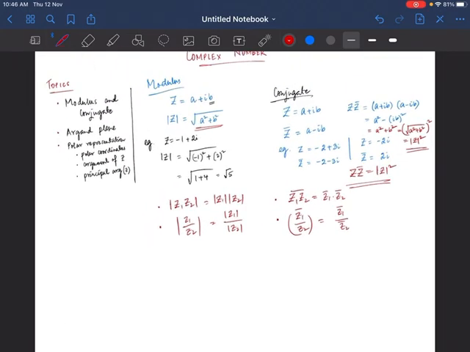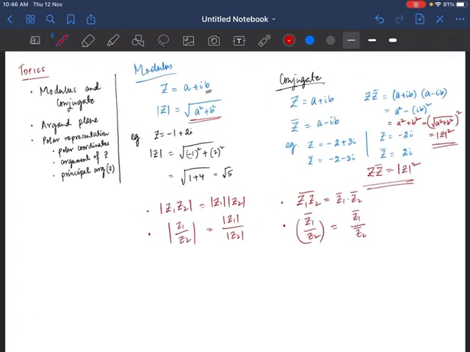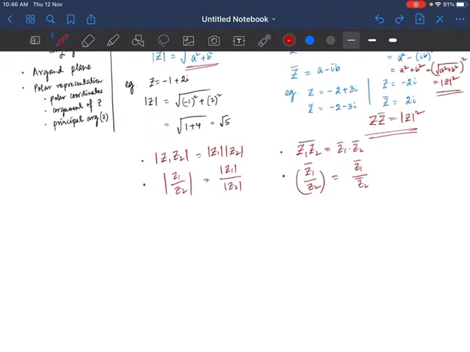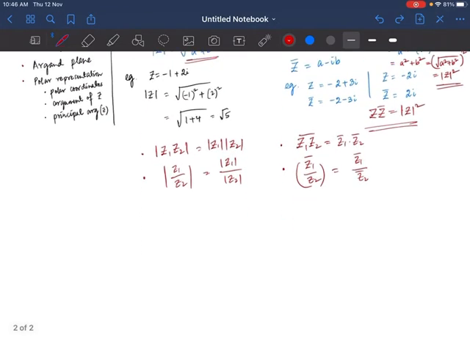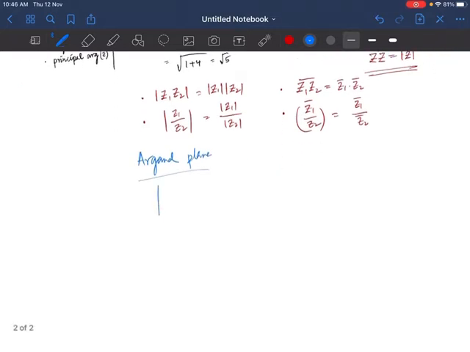Now this is what modulus and conjugate is all about. Now we are moving into the second part, that is Argand plane. So what is Argand plane? Obviously you must be very much aware of XY plane. In XY plane, this horizontal axis is the x-axis and here we have the y-axis. Every point on this XY plane denotes a coordinate.